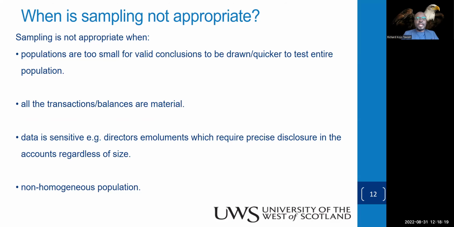Now, when is sampling not appropriate? When the transaction balances are material, very huge, friends, it doesn't make sense for you to sample some of them. Do everything. If the population is too small, do everything. You can do everything quickly, okay? If the data is very sensitive, do everything so that you can shield yourself from any future mishap, okay?